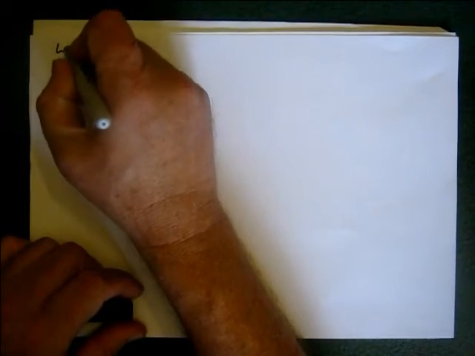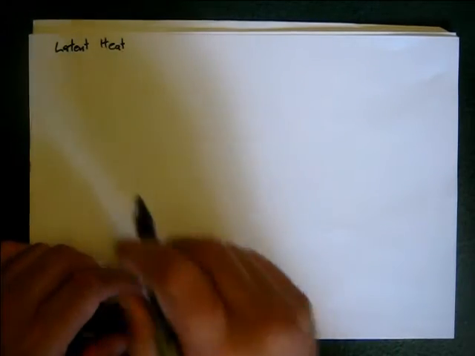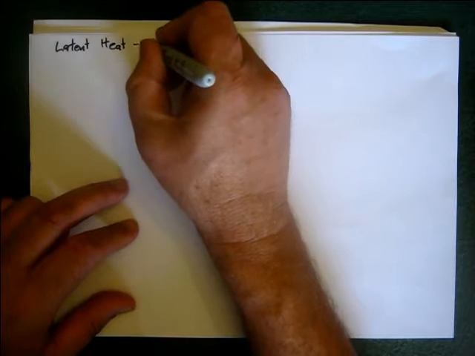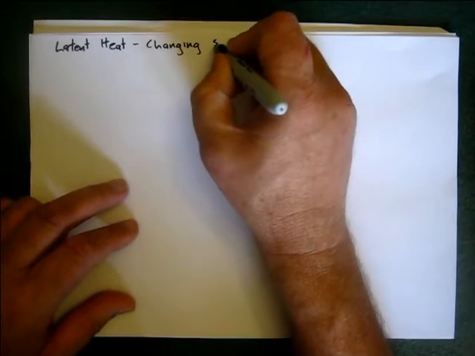We've talked about specific heat, how much energy it takes to warm up water, but what about what we call the latent heat? And the latent heat is how much energy it takes to change a substance from one form to another. So this is changing phases or changing states.